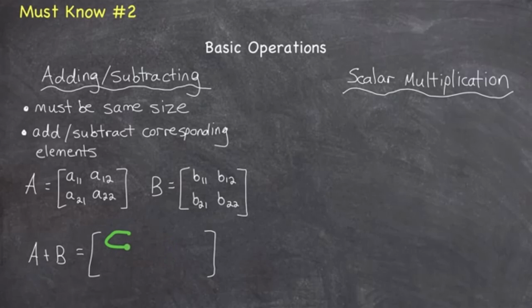To get the element that goes in row 1, column 1, I would just add the elements from matrix A and matrix B that are in row 1, column 1. So I would do A11 plus B11. And to get the element that goes in row 1, column 2, I would add these two corresponding elements, and the same pattern for the elements that are in row 2.